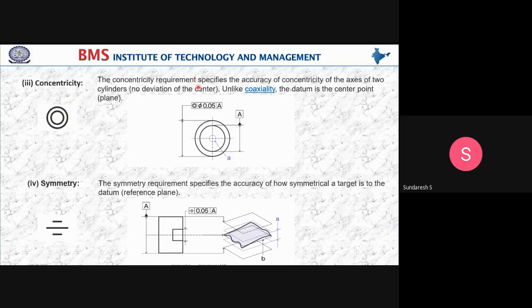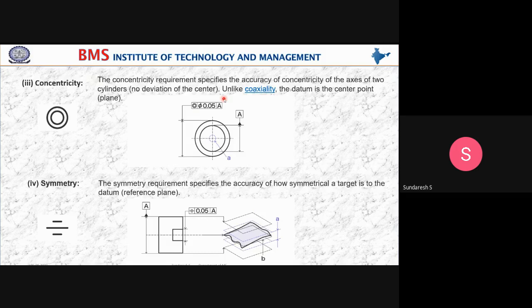The concentricity requirement specifies the accuracy of concentricity of the axis of the two cylinders. No deviation of the cylinder center. No deviation of the center. So when the two cylinders have been placed one within another, the axis of the two cylinders should coincide. There should not be any deviation in the center of the axis of the cylinders.